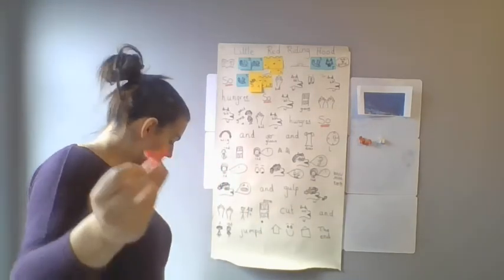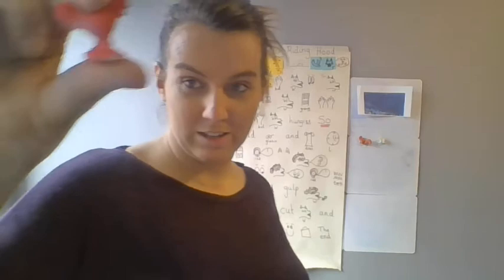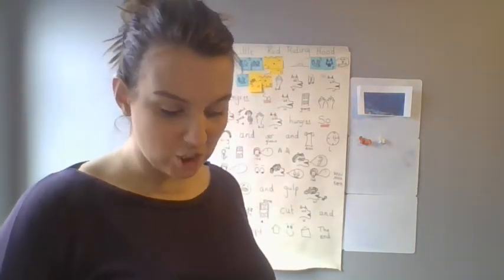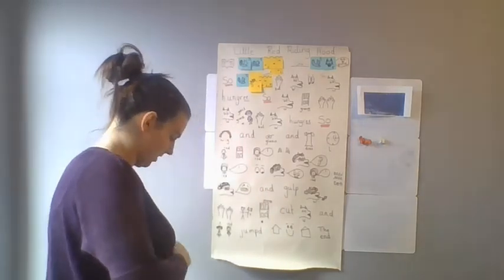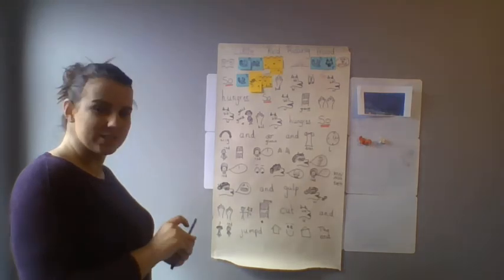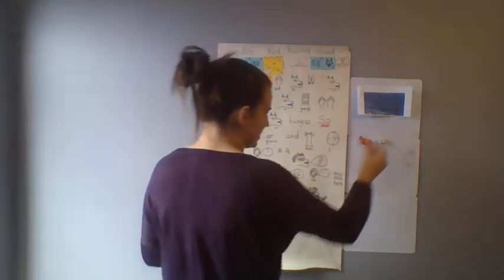What is this? It's a chicken. You're right. It's a chicken. Oh, goodness me. Right, so we're going to change our wolf for a chicken. What sound does chicken start with?